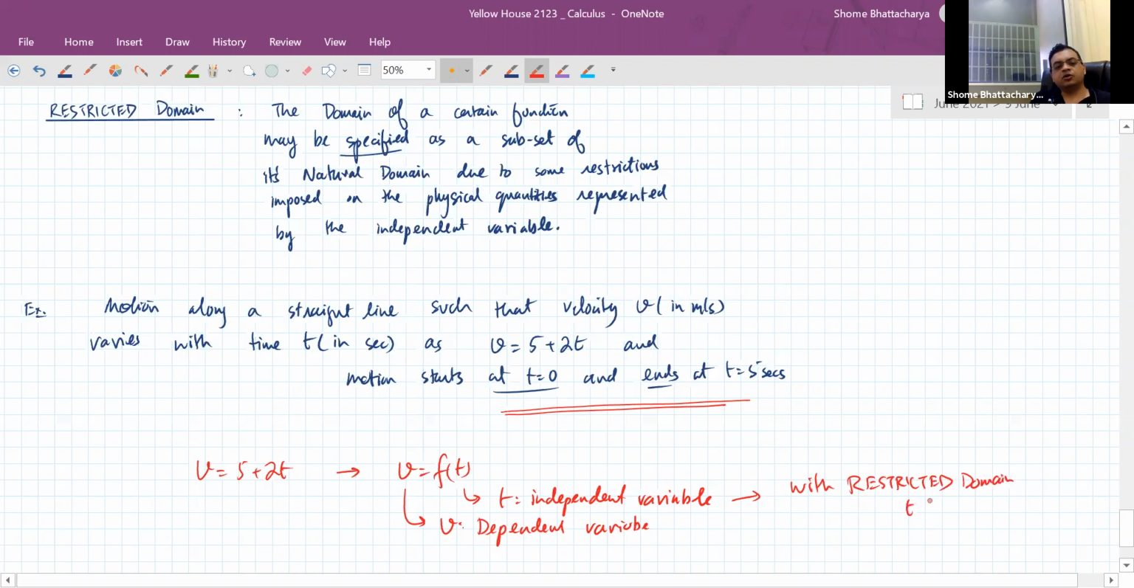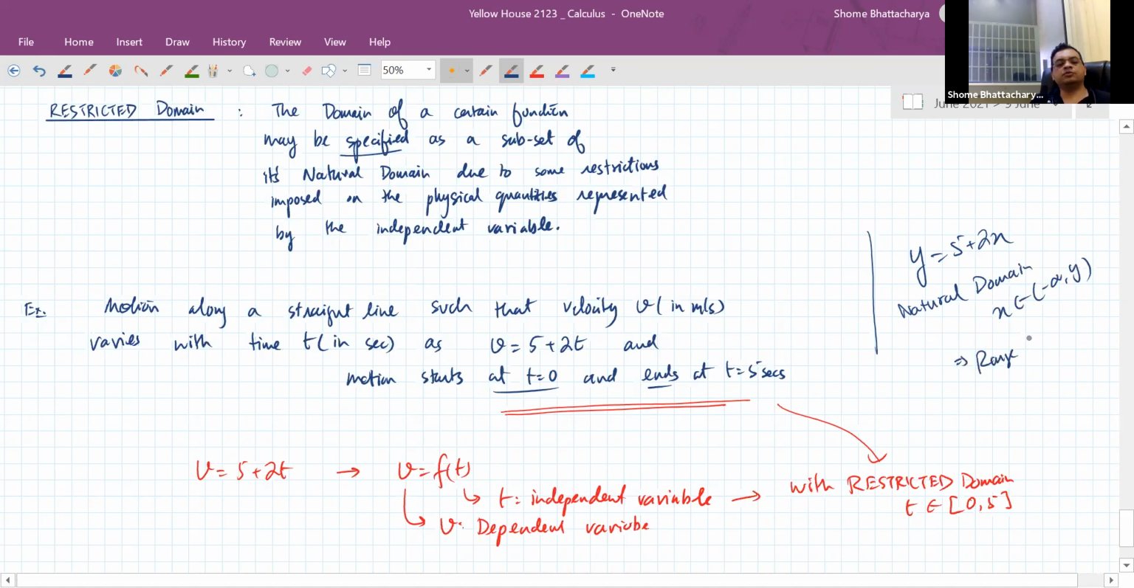And the restriction is imposed by the physical restriction, not because of some mathematical restriction. The natural domain of this function would have been minus to plus infinity. So this is an example of a restricted domain. If we had the maths function y is equal to 5 plus 2x, where x and y are just two variables, then we would have seen that the natural domain would have been all real numbers, x belongs to the set of all real numbers, and accordingly the range would have been that y belongs to the set of all real numbers again. But here we are going to have a restricted domain.